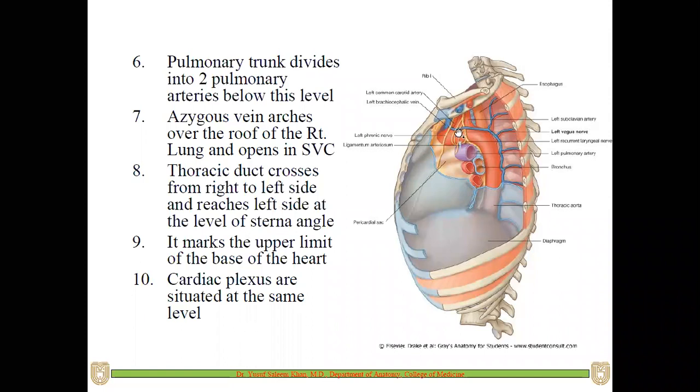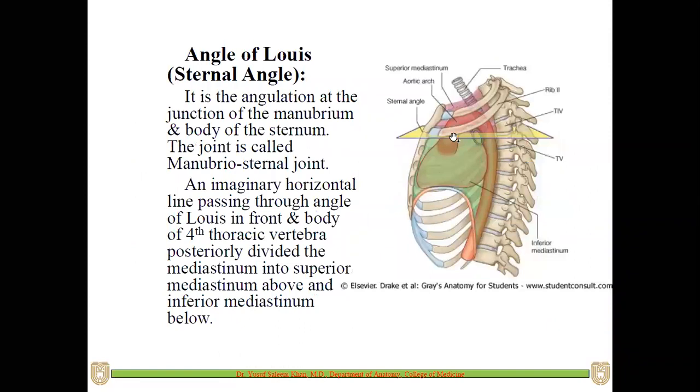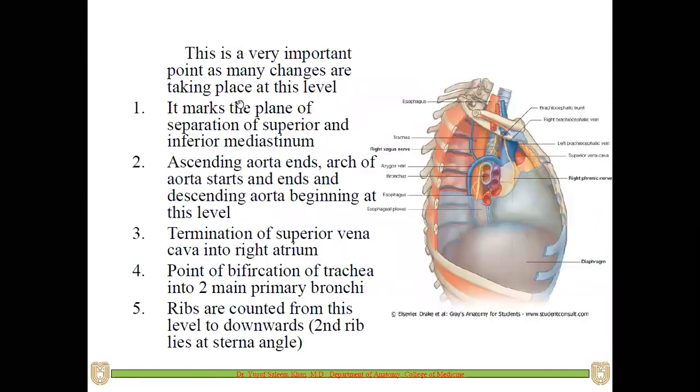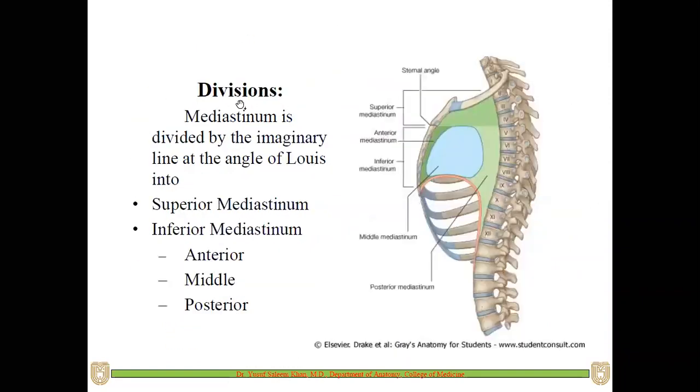The cardiac plexus lies at the same plane. So all these show the importance of the angle of Lewis, or the sternal angle. Now coming to the further divisions of the mediastinum. The mediastinum is divided by an imaginary line at the angle of Lewis. So here is the angle of Lewis, and an imaginary line drawn will divide it into two halves. The upper part is called the superior mediastinum and the lower part the inferior mediastinum. So this whole region is the superior mediastinum, and this is the inferior mediastinum.